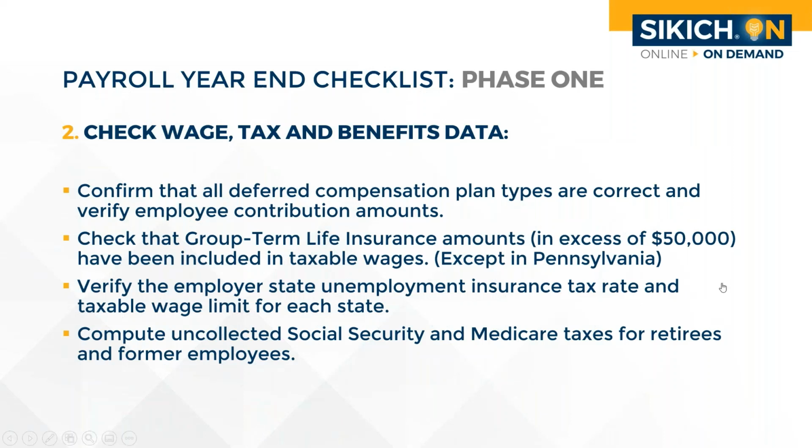All right, so now we're getting into checking wages, taxes, and benefits data. You want to confirm that all of your deferred compensation plan types are correct, and you want to verify all of the employee contribution amounts. You want to make sure that, let's say if it's 401k, 403b, 457b, any other of your qualified plans, those all have limitations from the IRS, including the catch-up contributions for those who are over age 50.